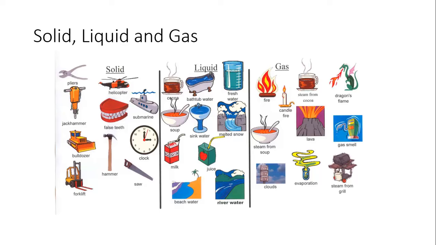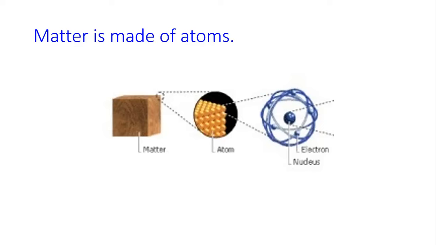For solids, helicopter, submarine, a hammer. Liquid: cocoa, soup, beach water, juice. Gas: we have fire and evaporation, lava, a gas smell, steam from the grill when you're cooking.